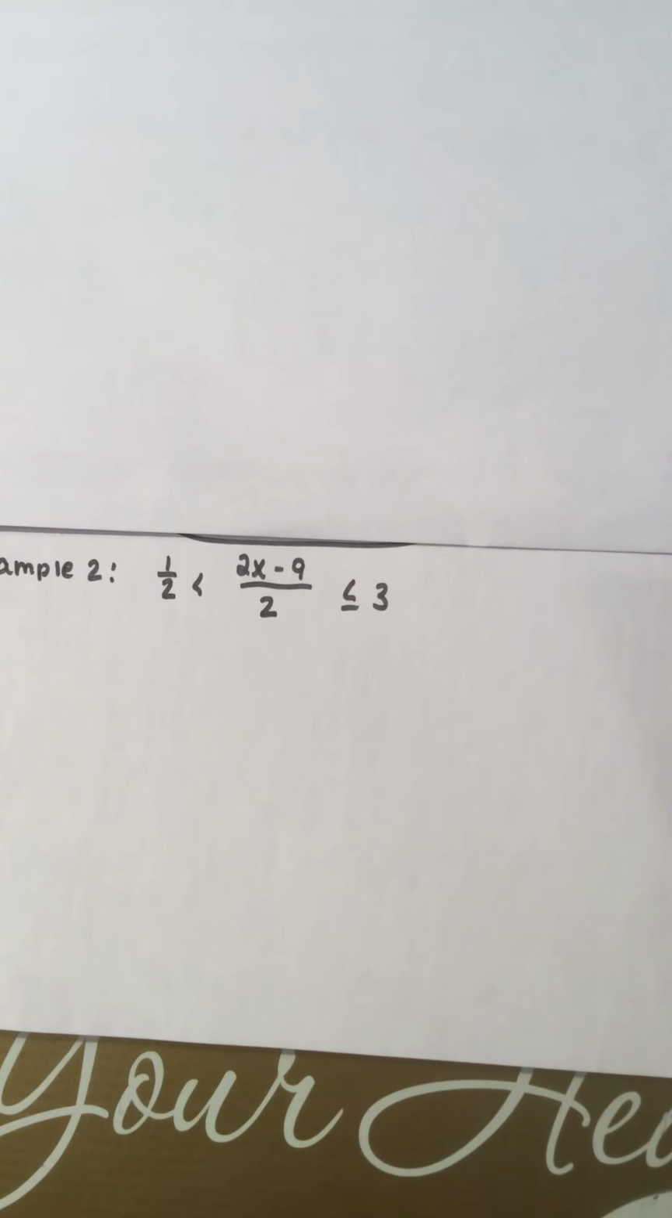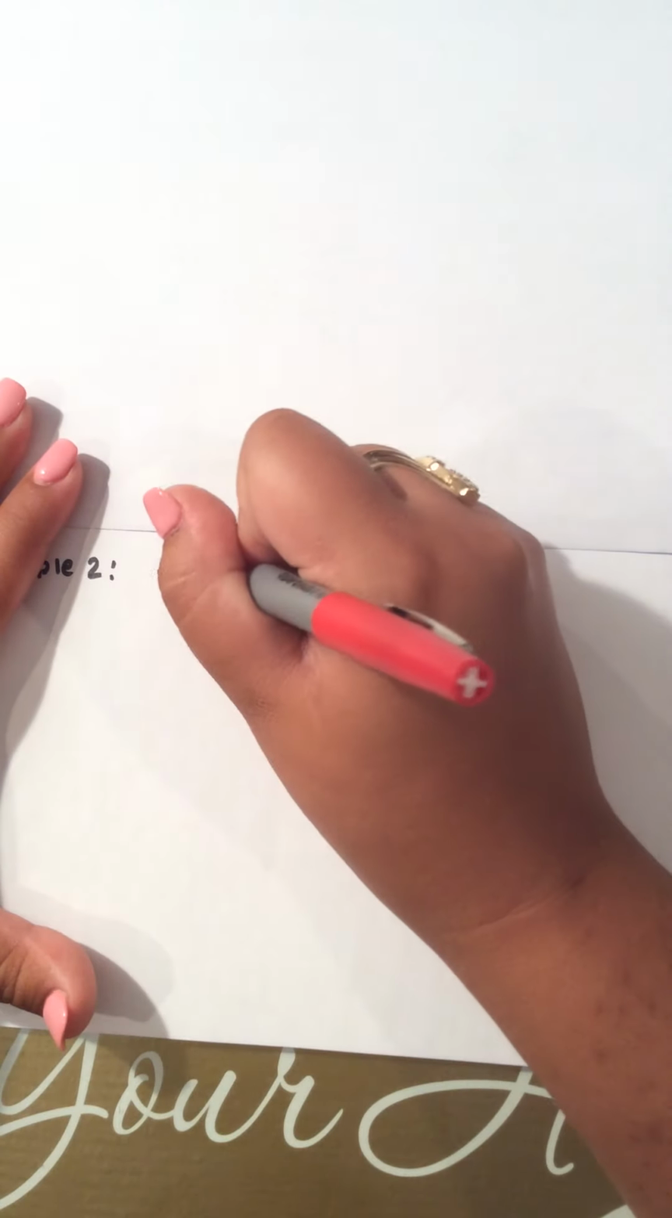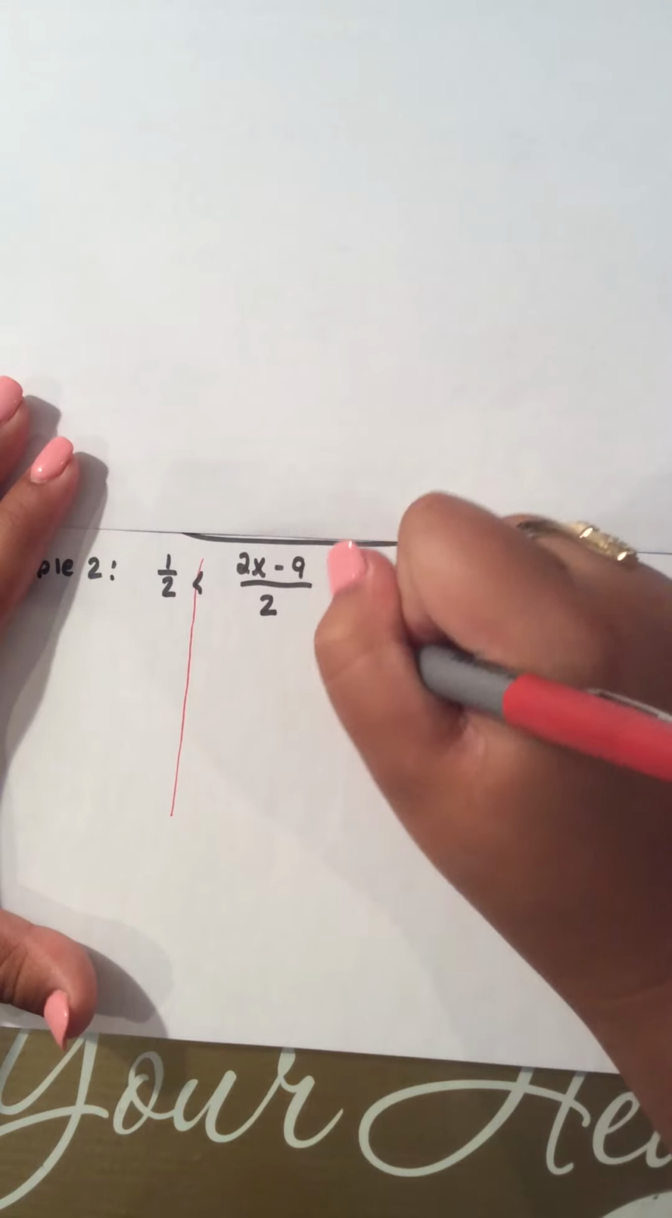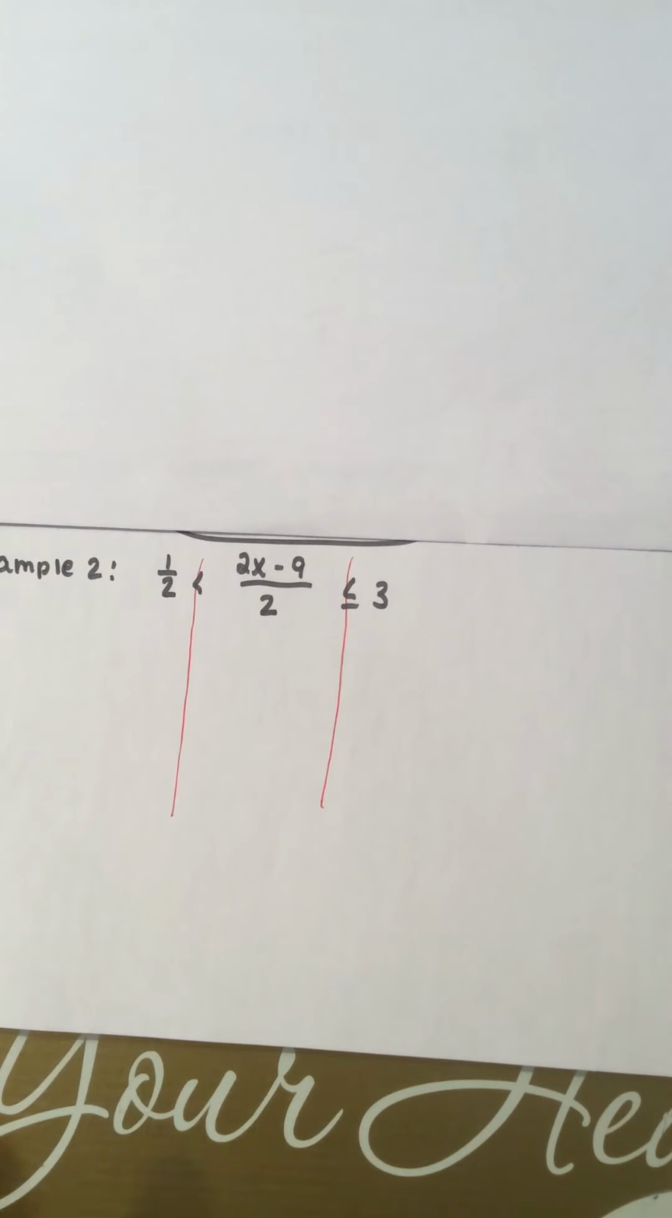Now, in my next example, we have an and problem, so it's combined together. So I have 1/2 is less than 2x minus 9 over 2, which is less than or equal to 3. Now this is an and problem, and what I'm going to do is divide this up. So I'm going to draw a line down this inequality and this inequality, so I can see that there are multiple sides here. Whatever I do to one side, I have to do to the other.